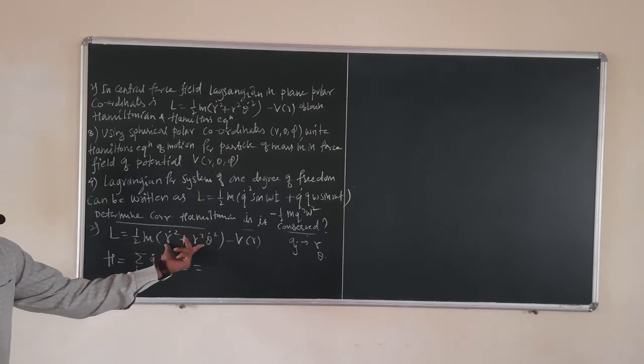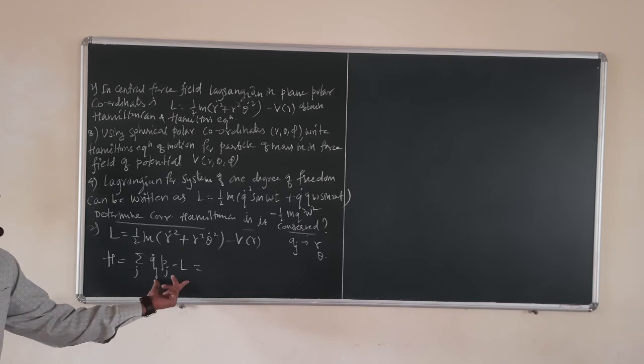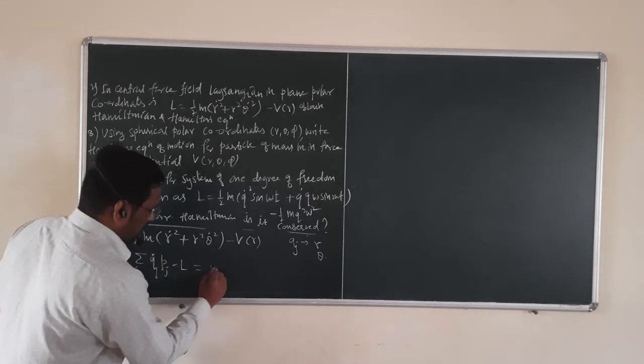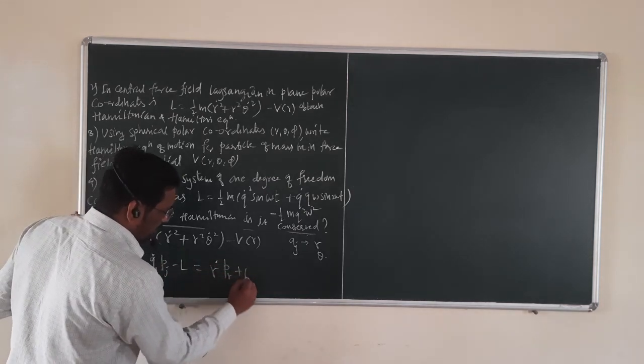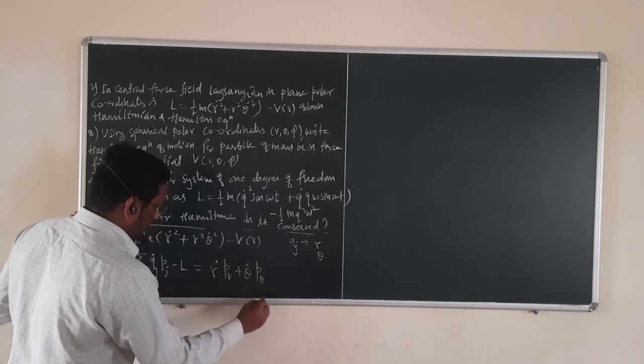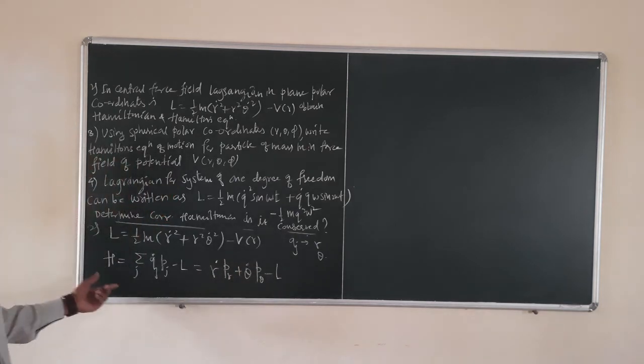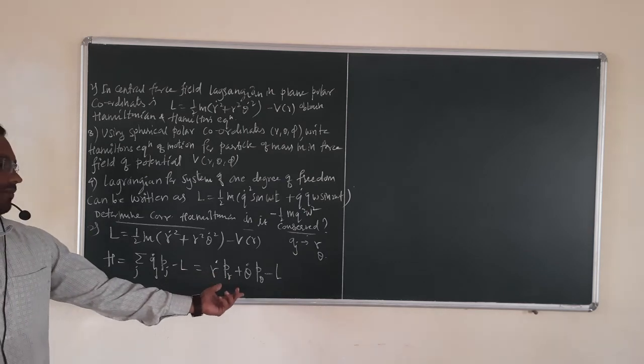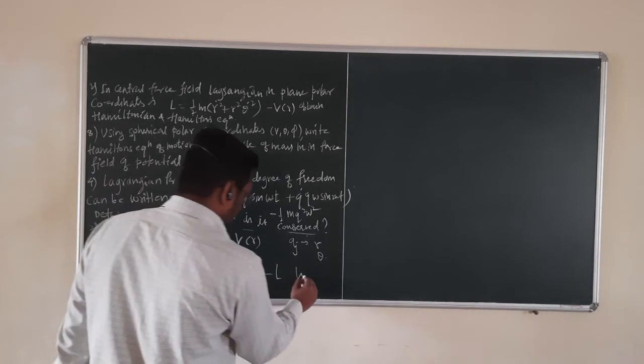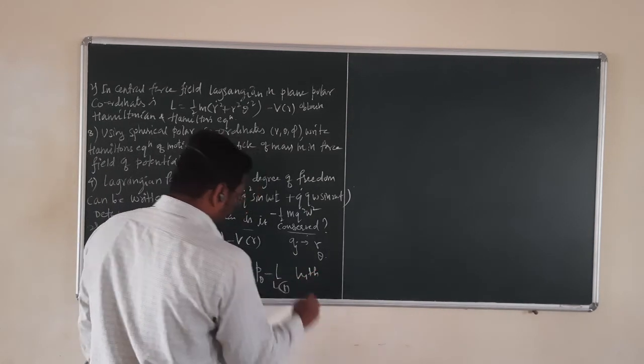So here we have two generalized coordinates. So this is equal to r dot into pr plus theta dot into p theta minus the Lagrangian. Okay, so this is the corresponding Hamiltonian. Call this equation 1.